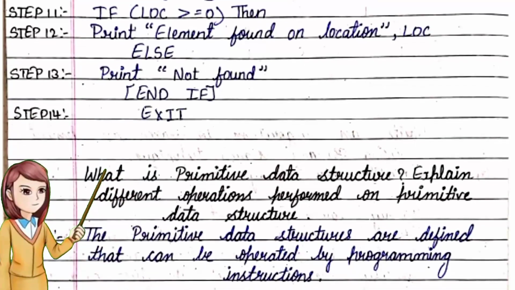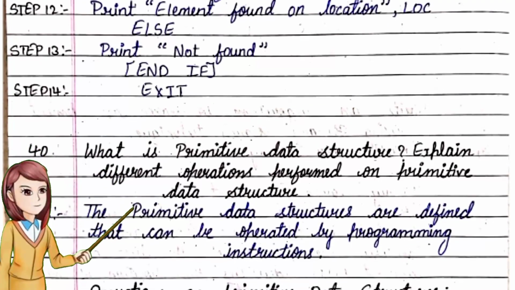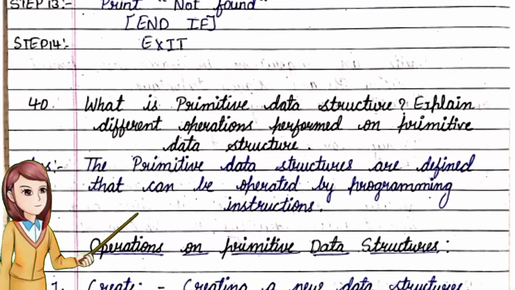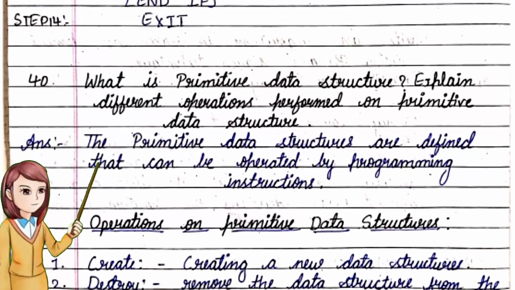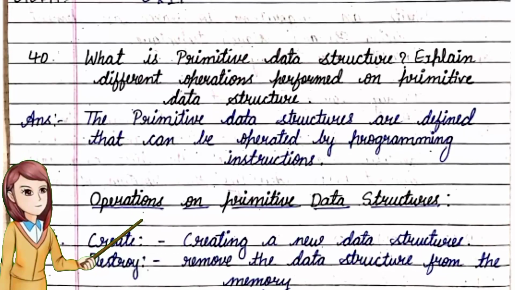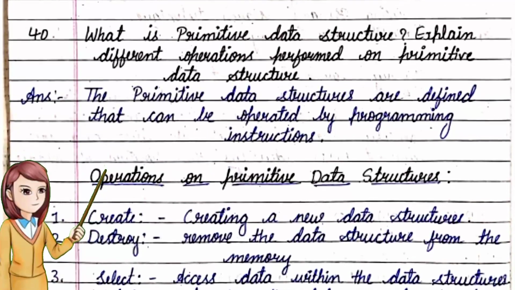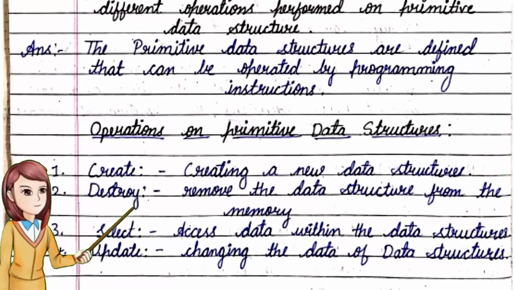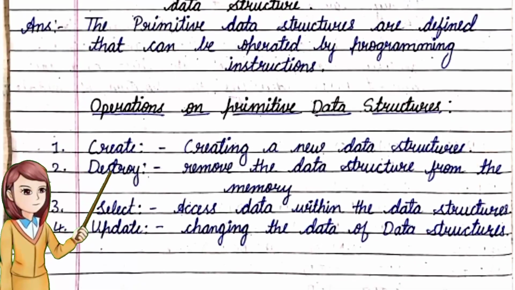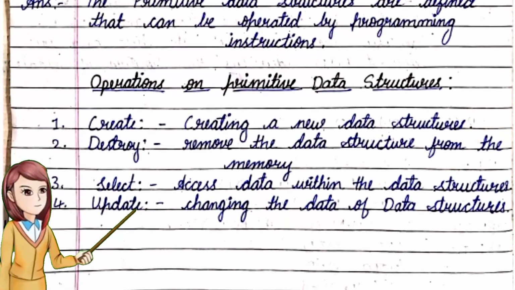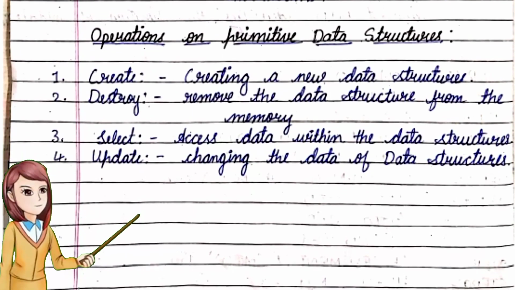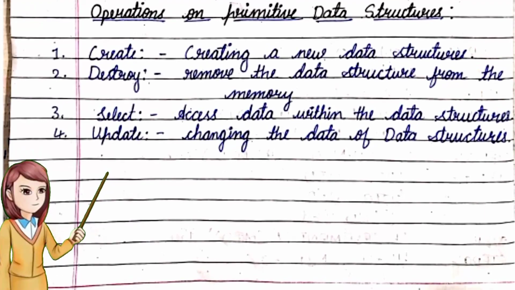Now 40th question. What is primitive data structure? Explain the different operations performed on primitive data structure. The primitive data structures are those that can be operated on by programming instructions. The operations on primitive data structures: create, destroy, select, update. Creating a new data structure, removing the data structure from the memory, accessing the data within the data structure, changing the data of the data structure.